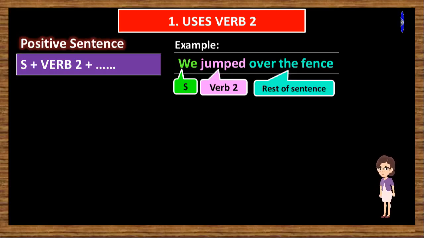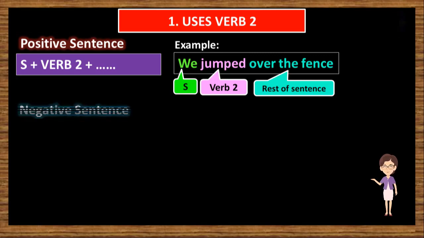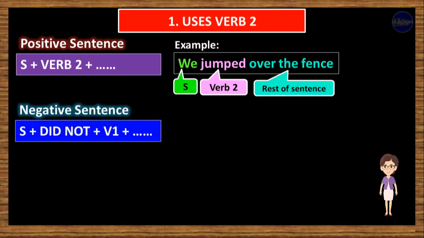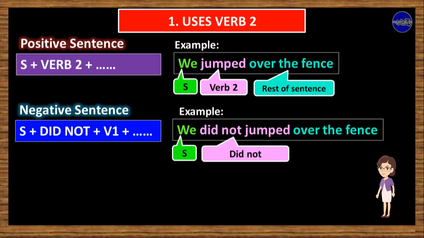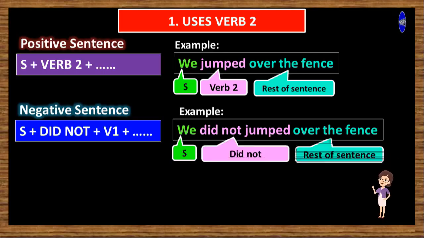If we want to make this sentence into negative form, then the formula is subject, plus, did not, plus, verb 1, plus, the rest of the sentence. For example, we did not jump over the fence. Here, the subject is we. To make the sentence negative, we use did not, while over the fence is just the rest of the sentence.